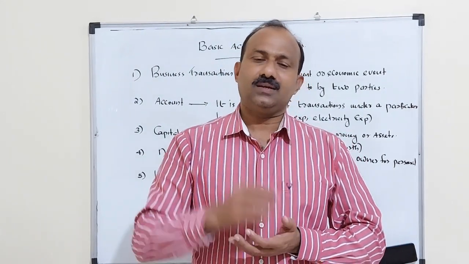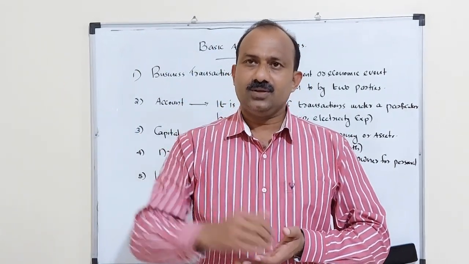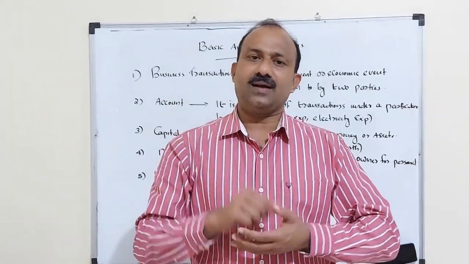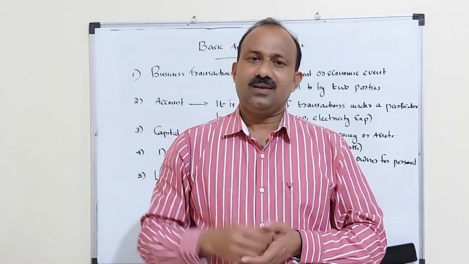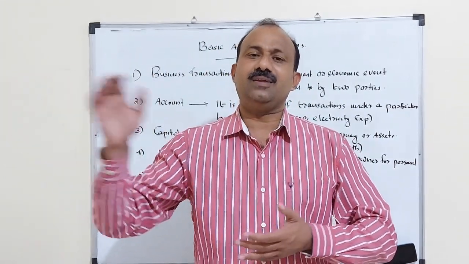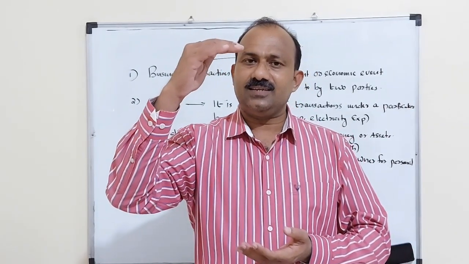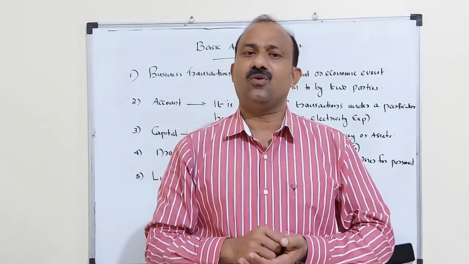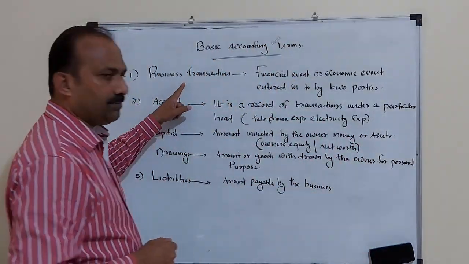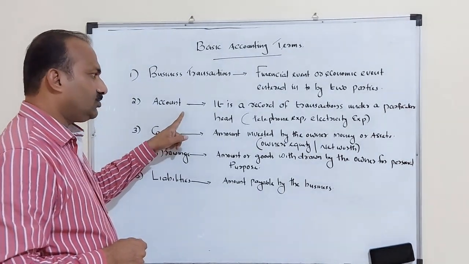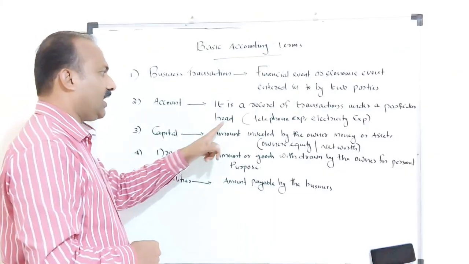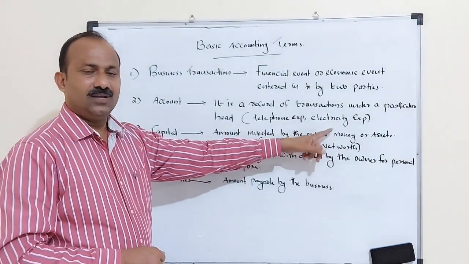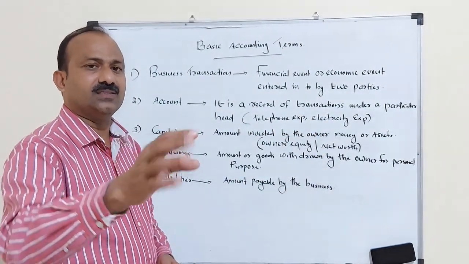Suppose you are taking the salary account. You will get all the salary details which you have paid. And if you take another account heading, fixed asset account, land, building, plant, machinery, furniture, many assets are there. These asset details you will get from that particular heading. So it is the record of transactions. Number one, business transaction. Number two, account. Account is a record of transactions under a particular header. Telephone expenses, electricity expenses, salaries and wages, depreciation are examples.